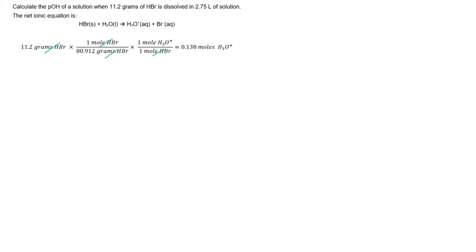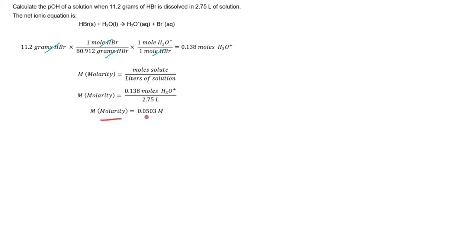Now let's calculate concentration. Here is my equation for molarity. My moles of solute have already been calculated. That is my 0.138. My liters of solution is actually given to me in my problem. It's 2.75. Plugging these values in, I get a molarity of 0.0503. Now I have my concentration of hydronium ion, so I can calculate my pH. Here is my equation for pH. Plugging in my concentration, I get a pH of 1.3. This makes sense. I have an acid in solution. I should have a pH of less than 7.